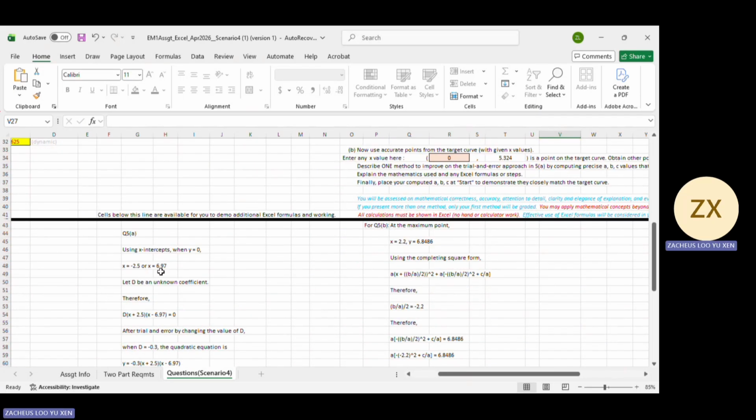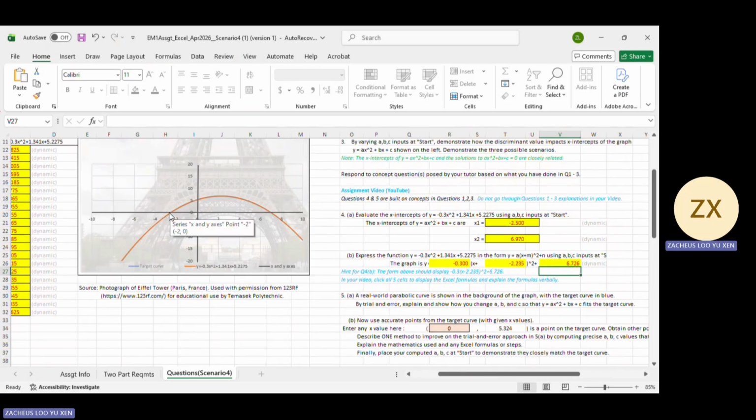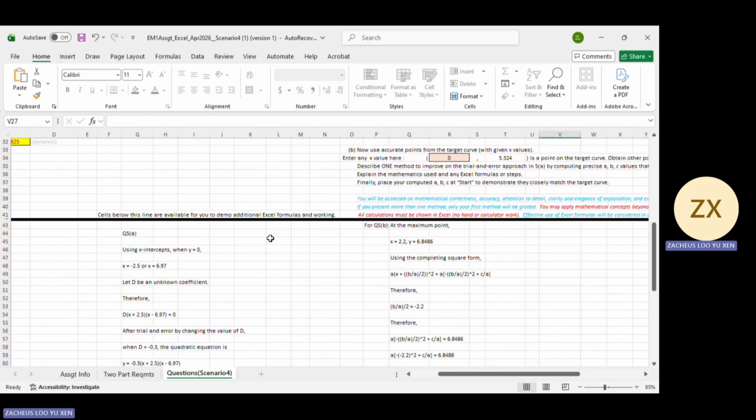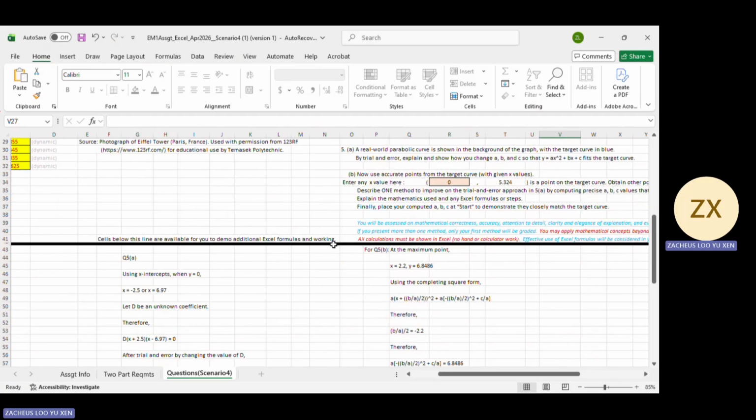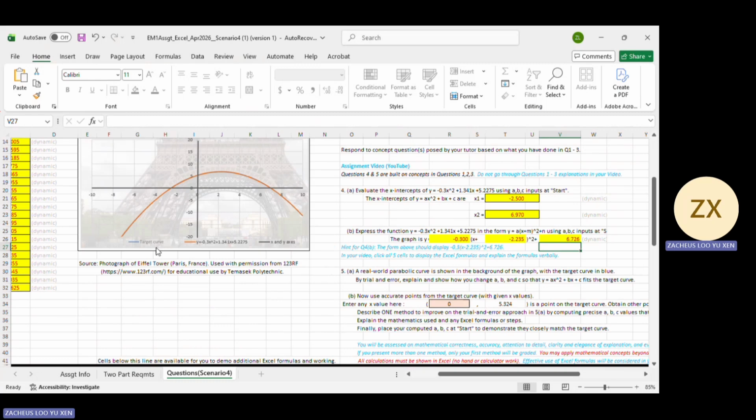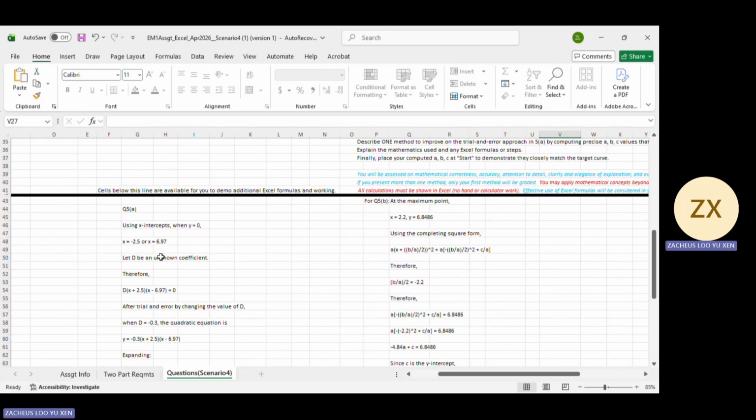Question 5a, we will first find the x-intercepts when y equals 0, and we can basically use our mouse and do that. But for me, I just type in the x value here so that we can get a more accurate x value for the y-intercepts and for the x-intercepts. So the x-intercepts are this.